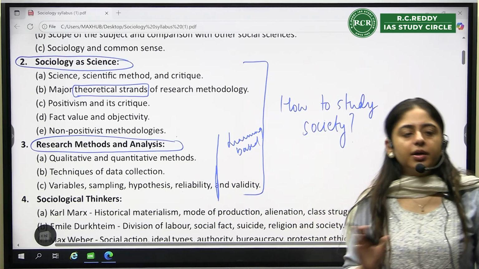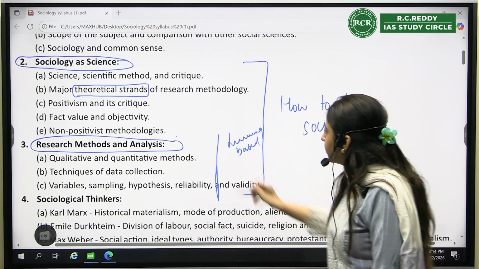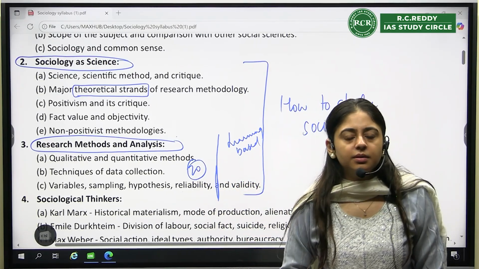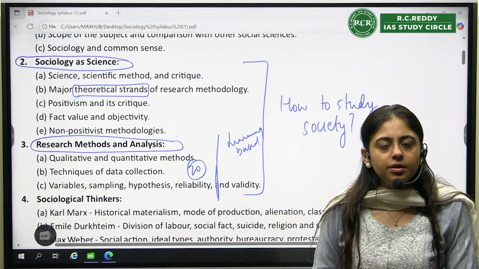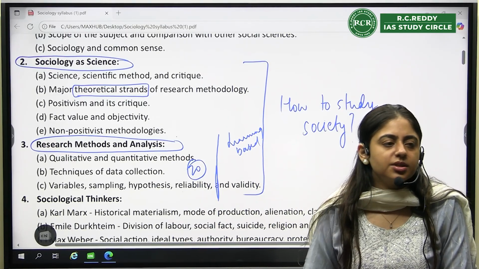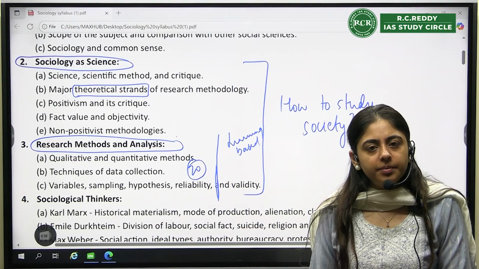Over the years, previously usually short notes and 10 markers used to come, now 20 markers are also coming, which is great news. You just have to write down things. It's memorization based, that's it. No deeper understanding is required, right?